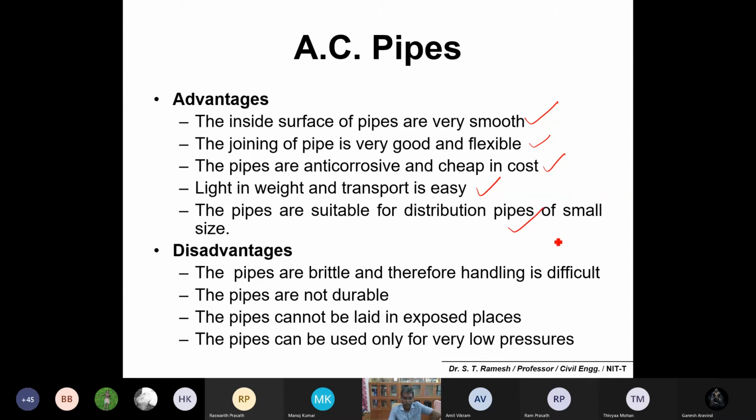Okay, and the drawbacks are: these pipes are brittle. Please make a note that these are brittle, and therefore handling is very tough. These are not durable, and these pipes cannot be laid in exposed spaces or places. The last one is that these pipes can be used only for low pressures, only for very low pressure situations.